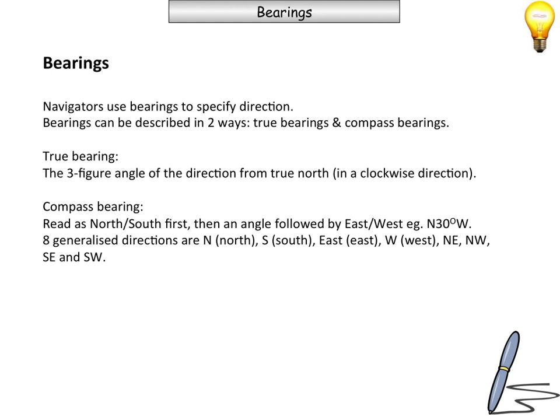Now, a compass bearing is read as north or south first, depending if the position is up or down. Then it's followed by east or west. So this particular bearing here, north 30 degrees west, is saying, okay, north is going up, and we go in the west direction 30 degrees, so the bearing is right there. So that's 30 degrees here.